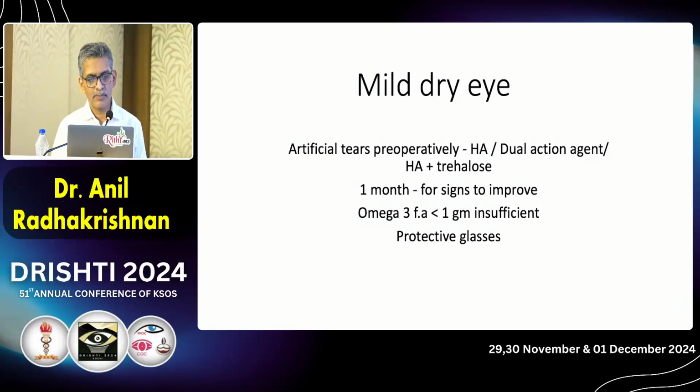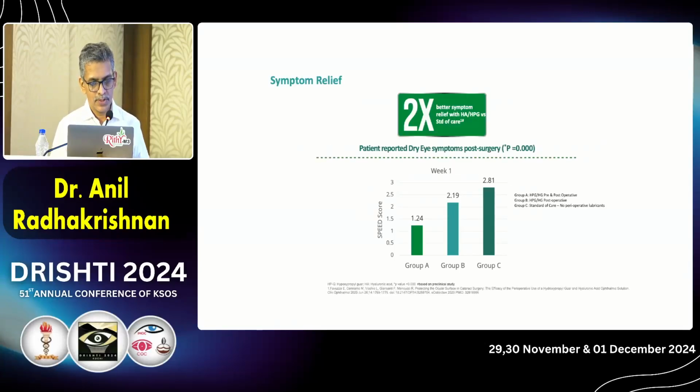It takes almost 1 month for the signs to improve, and if you're giving omega-3 fatty acids, you have to give it for at least 1 month. So this is a study which compares basically 3 different groups. One group in which, for the dry eye, only routine post-operative medications were used. That means antibiotic and steroids were used. They had a SPEED score of 1.25.